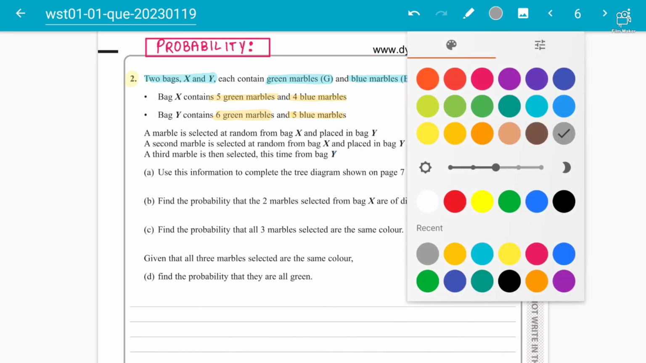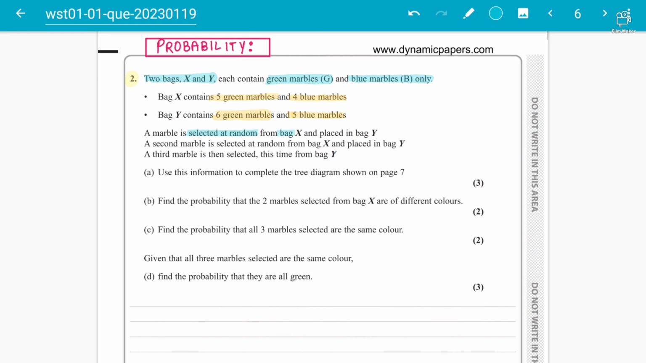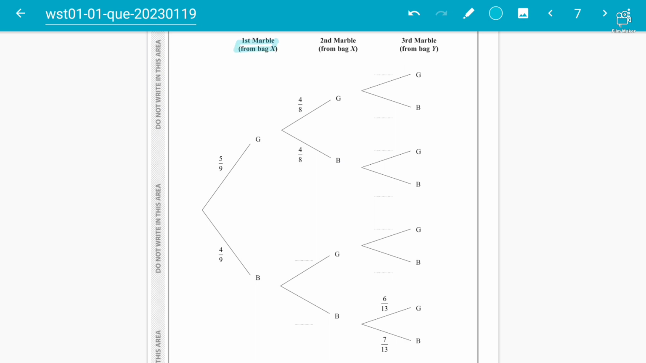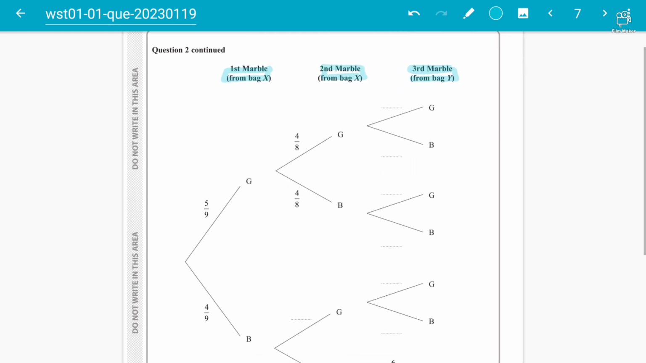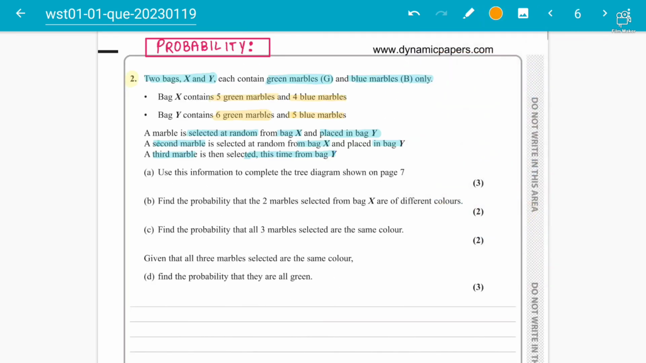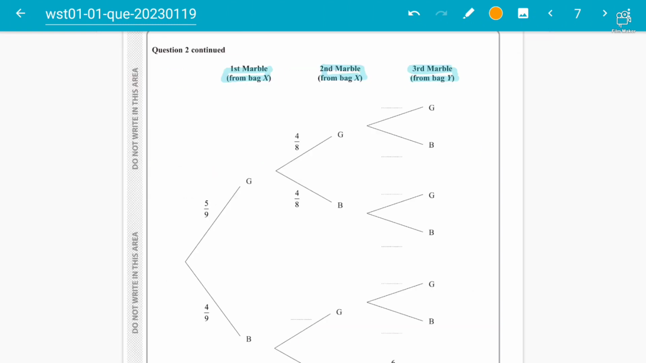The next part says a marble is selected at random from bag X and placed in bag Y. A second marble is then selected from bag X again and placed in bag Y, and then a third marble is selected, this time from bag Y. So it's basically 3 marbles working. The first and second marbles are selected from bag X, and the third marble is selected from bag Y. The first part, for 3 marks, is that using this information we have to complete the tree diagram that is shown on page number 7.